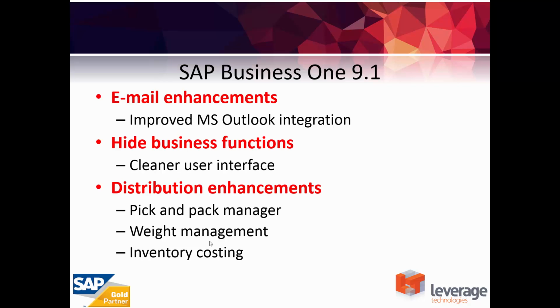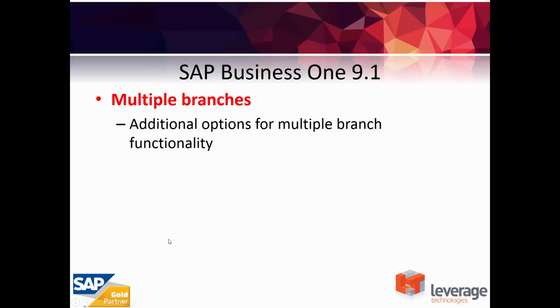Distribution enhancements to the pick and pack manager for the warehouse, to weight management, and to inventory costing by batch or serial number, particularly relevant in industries like food, where batch traceability and cost by batch is important. The last enhancement we'll look at today is multiple branches. So the ability inside a single SAP database to run multiple branches and then report P&L by branch, for example.